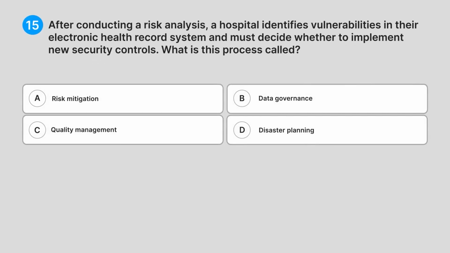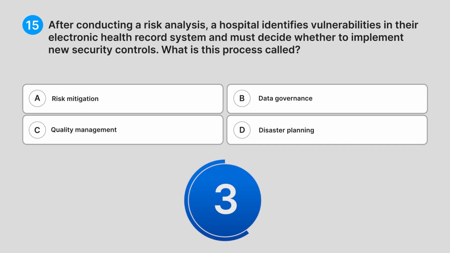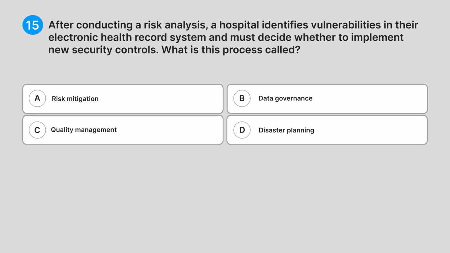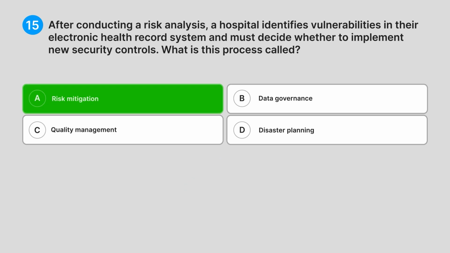15. After conducting a risk analysis, a hospital identifies vulnerabilities in their electronic health record system and must decide whether to implement new security controls. What is this process called? A. Risk mitigation. B. Data governance. C. Quality management. D. Disaster planning. Can you guess the answer? Correct answer, A. Risk mitigation.